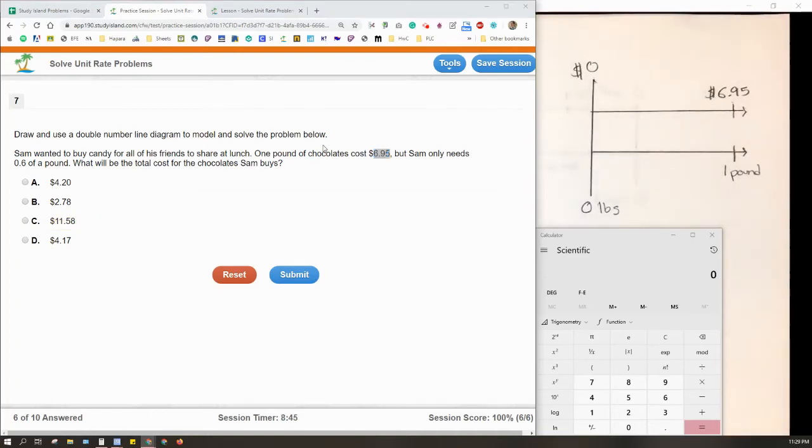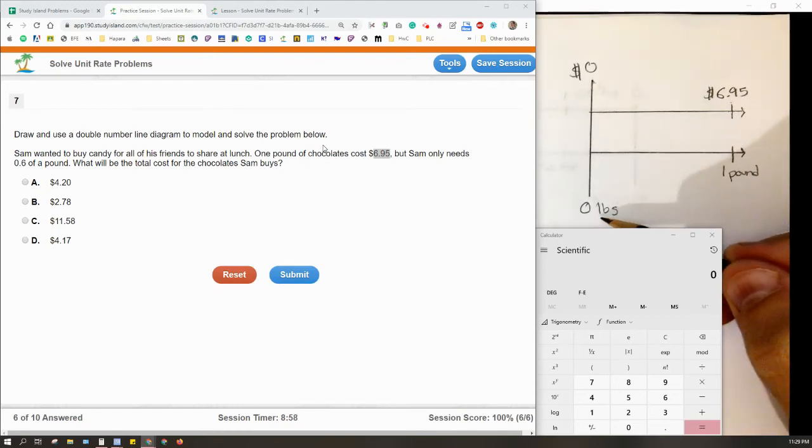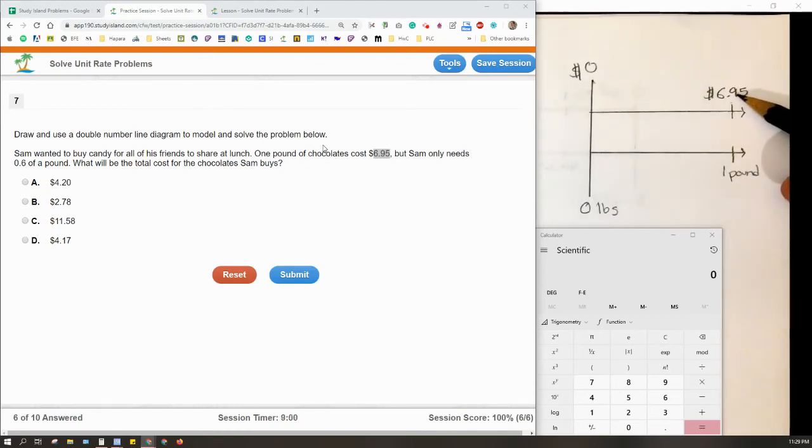Okay, so there it is. Hope you don't mind me jumping forward. Step 1, you've got the double number line diagram. They both begin at 0. I labeled the top line with dollars, the bottom line with pounds, and this is LBS, which is the abbreviation for pounds. And then $6.95 corresponds with 1 pound.